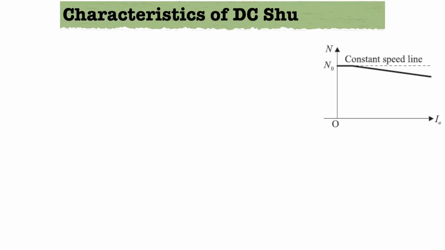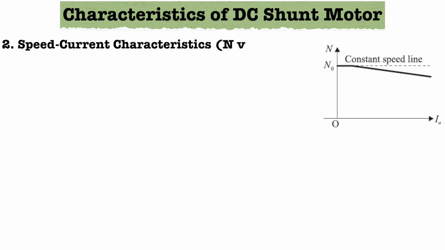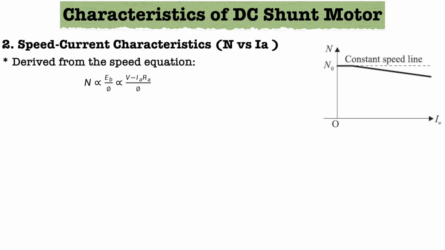Characteristics of DC shunt motor. Speed current characteristics of DC shunt motor, that is N versus Ia. From the speed equation, we know that speed is proportional to Eb by phi, where Eb is our back EMF and phi is the flux. Eb can be written as V minus IaRa by phi.